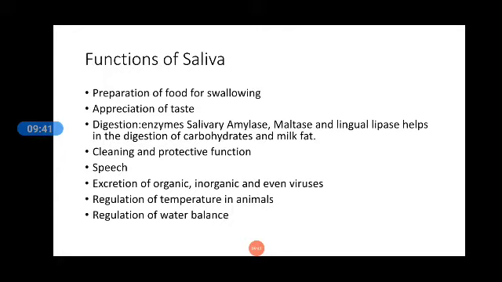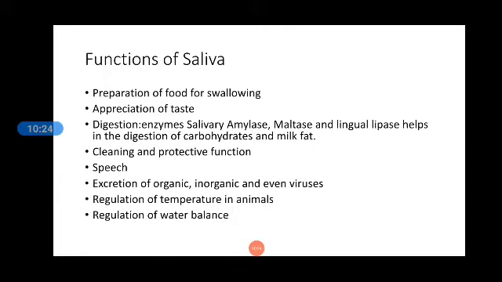Next is the excretion of organic and inorganic substances and even viruses, because the mouth has some excretory function also. The main excretory function is done by the kidney, then the GI tract and the sweat glands. But to some extent the salivary glands also have some excretory function. It excretes substances like mercury, potassium iodide, lead and thiocyanate. And it also excretes some viruses, because we know the rabies virus is excreted through the saliva.